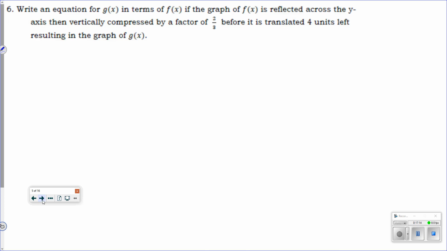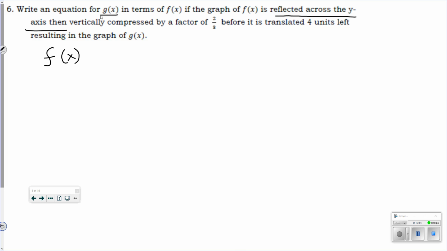For this one, we are told to write an equation for g of x in terms of f of x. If the graph of f of x is reflected across the y-axis, then vertically compressed by a factor of 2/3, before it is translated 4 units left, the result is the graph of g of x. Basically, I want to figure out the equation of g of x if I have some function f of x and I'm told it got reflected across the y-axis. You want to do everything in order. This problem doesn't matter too much, but in future lessons it will matter. So do everything in order at f of x.